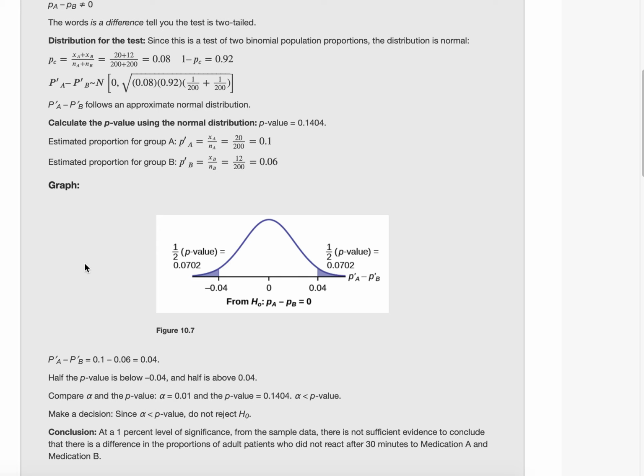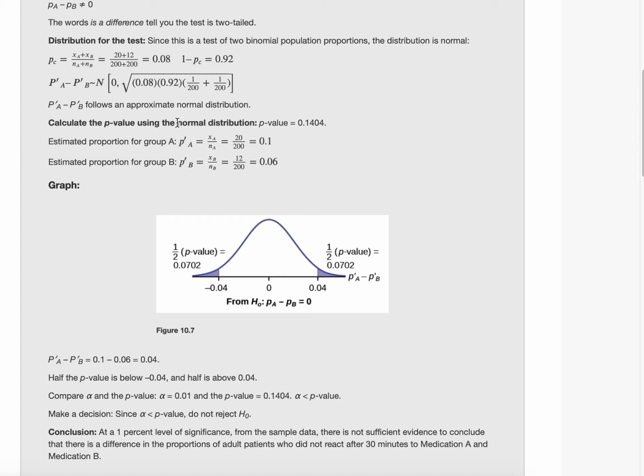So for the distribution, I'm going to calculate my value. It's two binomial population proportions because I had those successes out of total. And my distribution is going to be normal. So I'm going to complete the calculations using the formulas that we did. Once I complete those calculations, I'm going to start placing things into the distribution image.